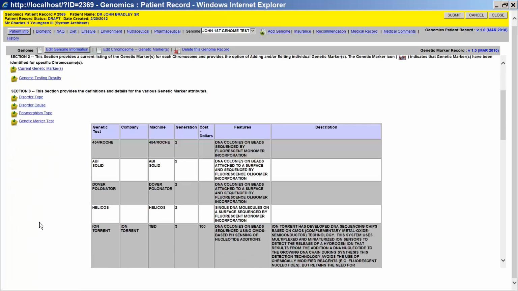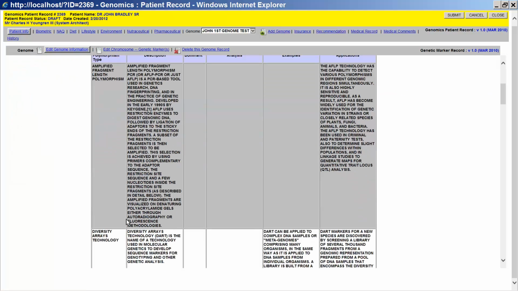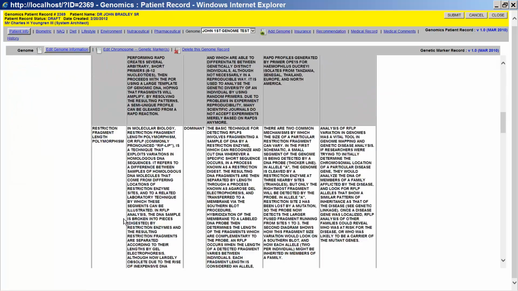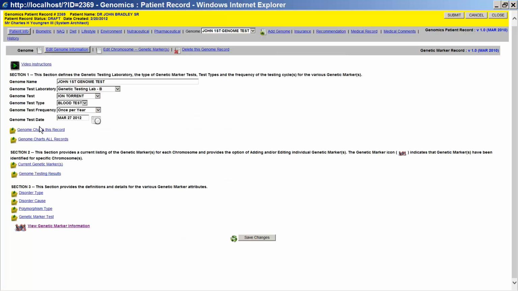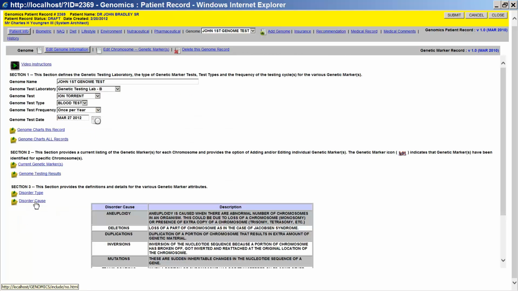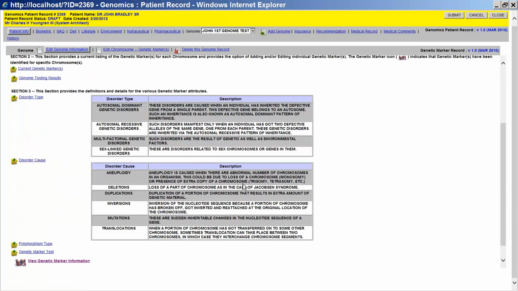This is a reference material for all genetic marker tests being currently used within the Genomics Integrated Wellness System software solution. We can toggle this closed. We can look at the polymorphism type as required. Lots of information for reference material. Toggle this closed. We can also look at the disorder cause and the disorder type. Again, information that is available for clinicians and researchers.